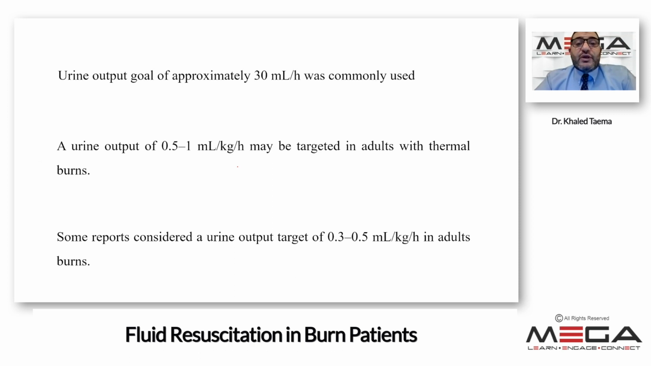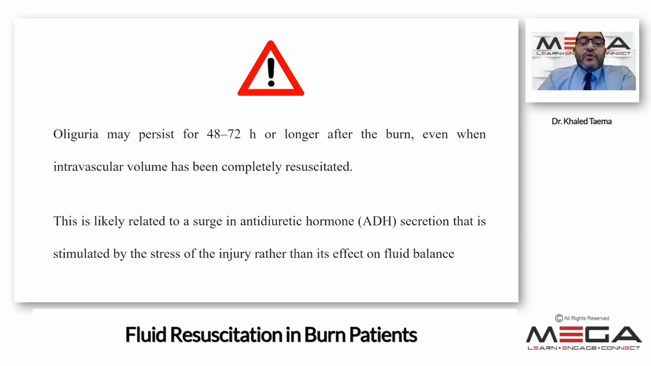Some authors use the target of 30 to 50 milliliter per hour, or 0.5 to 1 milliliter per kg per hour, and others were more conservative and targeting 0.3 to 0.5 milliliter per kg per hour of the urine output. But you should note that the oliguria and the low urine output may persist for 48 to 72 hours post-burn, and this may be present despite the adequate replenishment of the fluid deficits. And this might be related to the surge of the antidiuretic hormone that occurs with the stress of the injury.